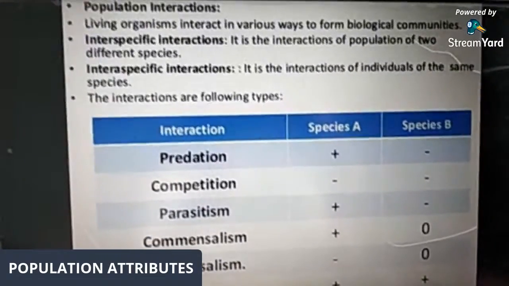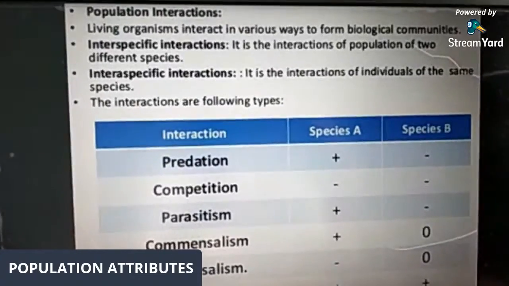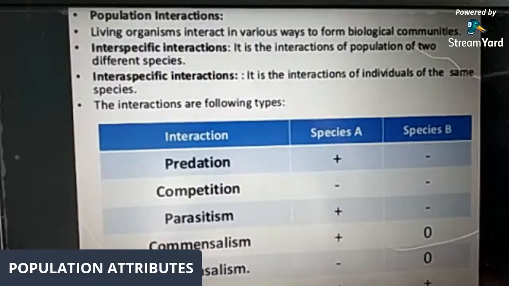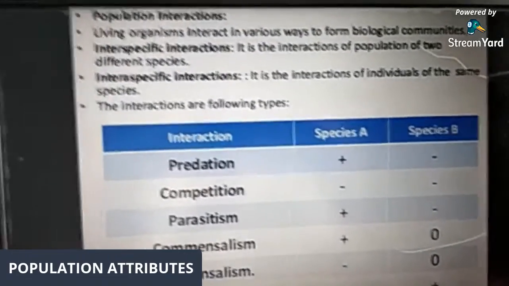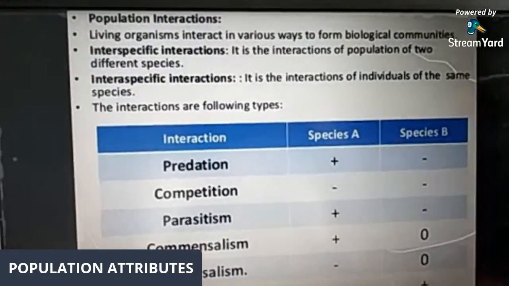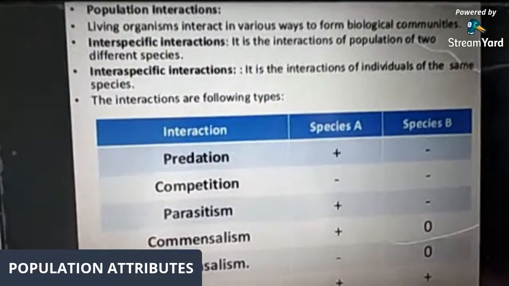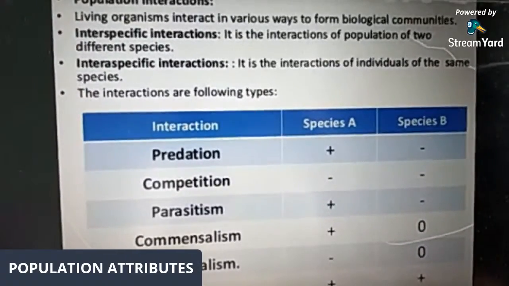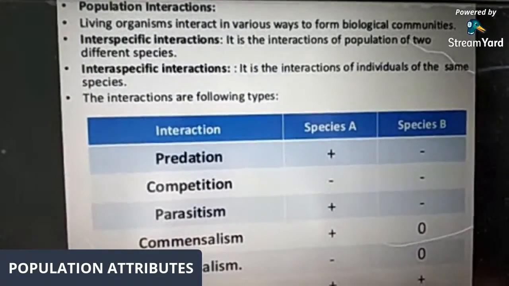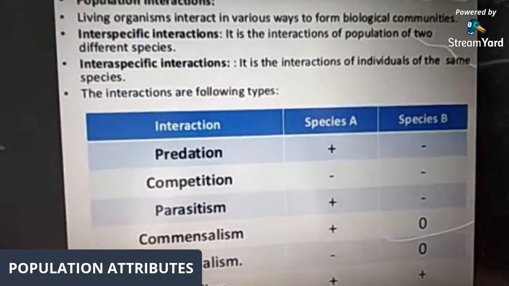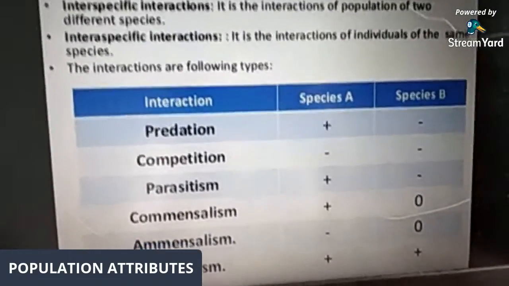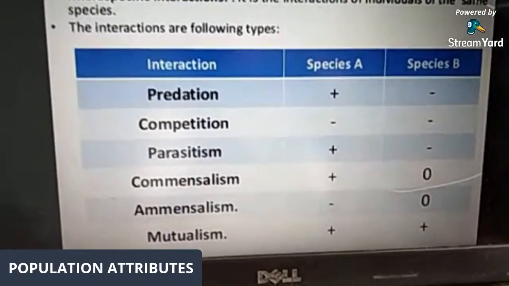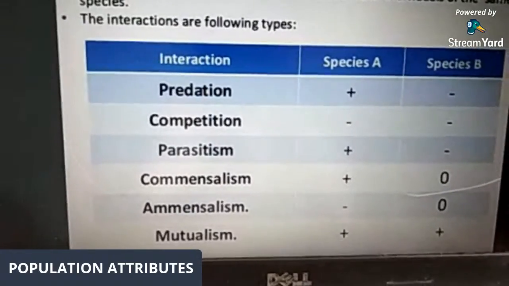When different organisms are there in a specific area, organism interaction will be obvious. There are two kinds of interactions among organisms. First one is the interspecific interaction and second one is the intraspecific interaction. Interspecific is the interaction of populations of two different species, and intraspecific means the interaction of individuals of the same species.